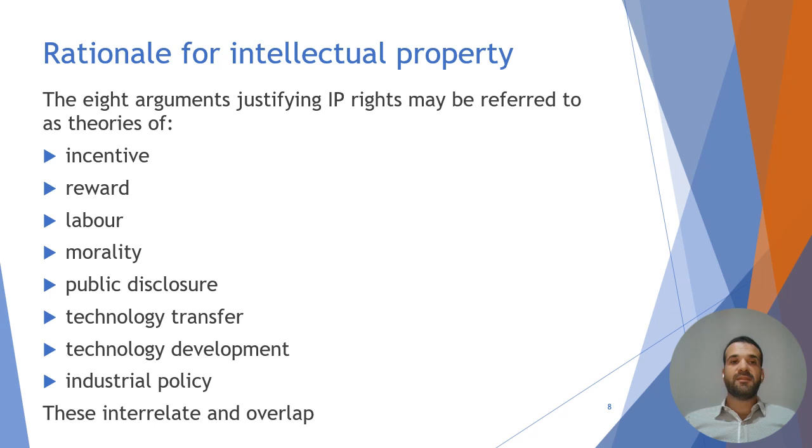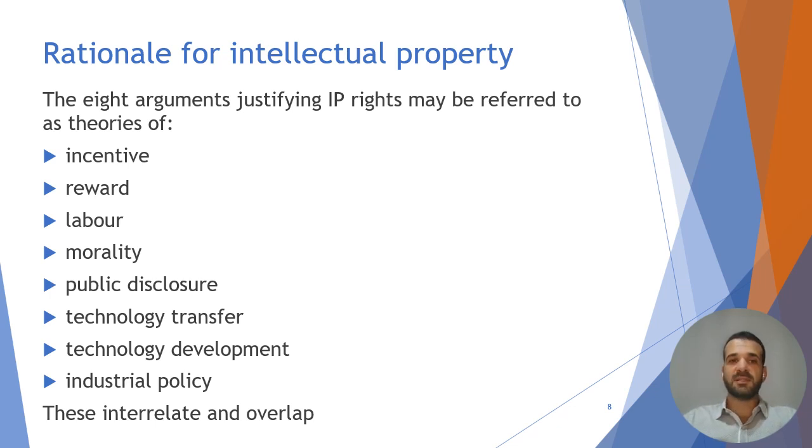So there are 8 arguments justifying intellectual property rights, and there are several theories about that. We have the incentive, the reward, the labor, the morality, the public disclosure, the technology transfer, the technology development, and the industrial policy. All these arguments interrelate and overlap.